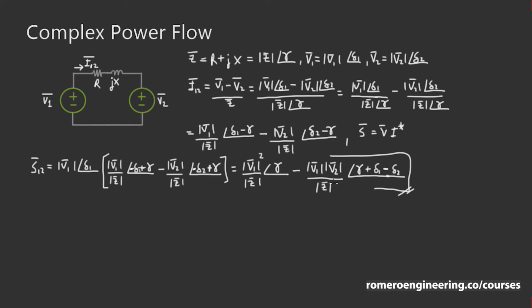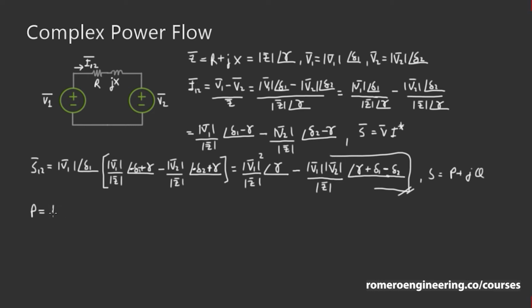Now let's go ahead and do one more thing. We know that S is equal to P plus jQ. And we know that if we take the terms in the apparent power and multiply that times cosine, that's going to give us P, because that would give us the real part of the apparent power, and then we can do sine for Q, which is going to give us the imaginary part of the apparent power. So let's go ahead and do that. So we're going to say that for P, I'm going to take this times cosine of gamma, and then this times cosine of this whole thing.